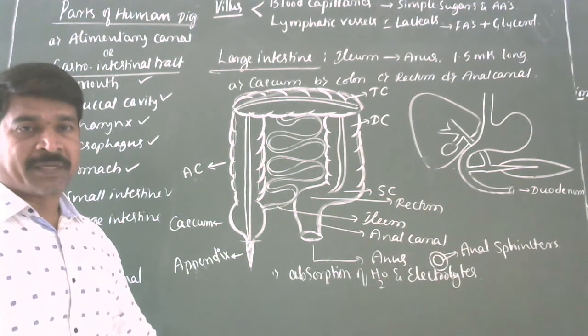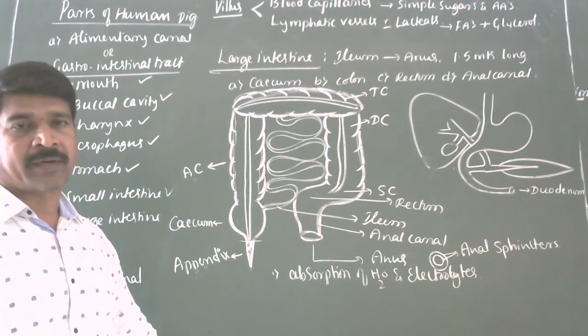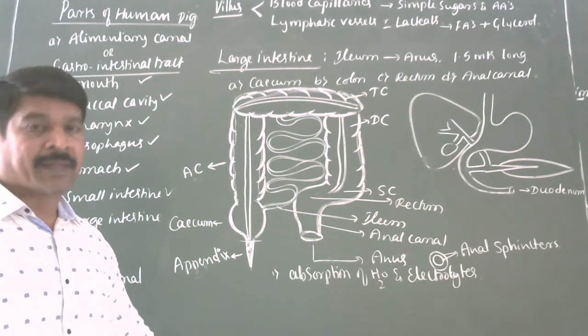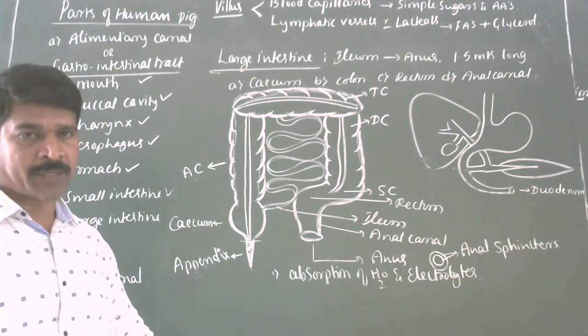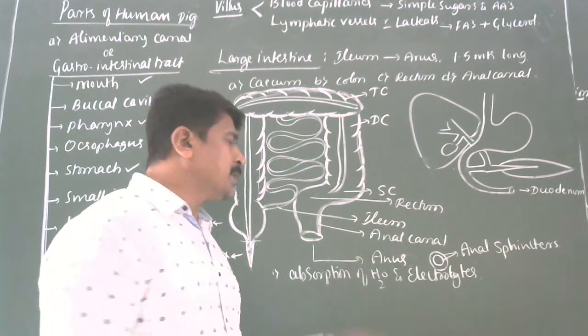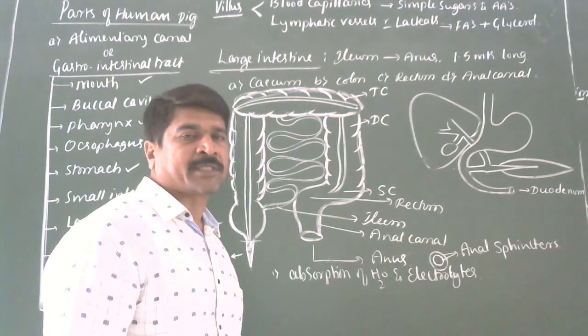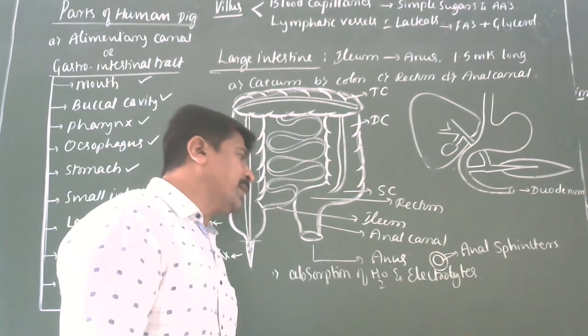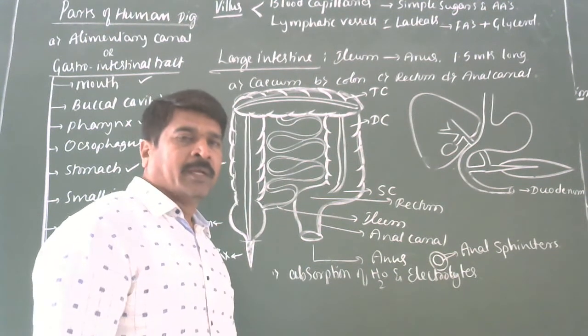When the large intestine fails to absorb water and electrolytes, then only the person used to suffer from diarrhea. That also should keep in our mind. Got it? Know what I am telling you? So it helps in the absorption of water and electrolytes from undigested food. As I said, if the large intestine fails to absorb water and electrolytes from undigested food, the person used to get the diarrhea.